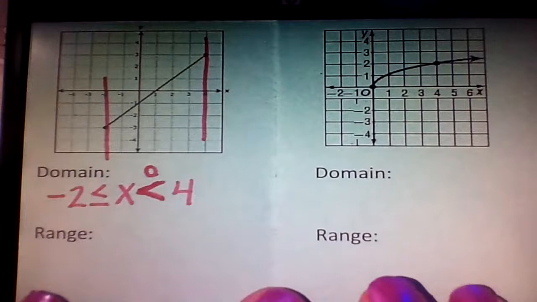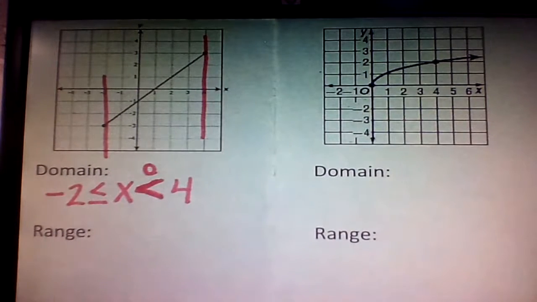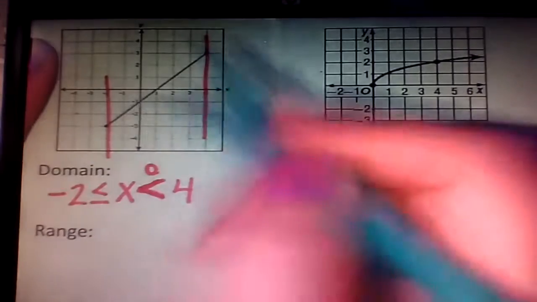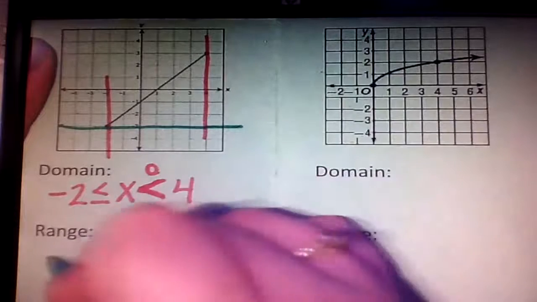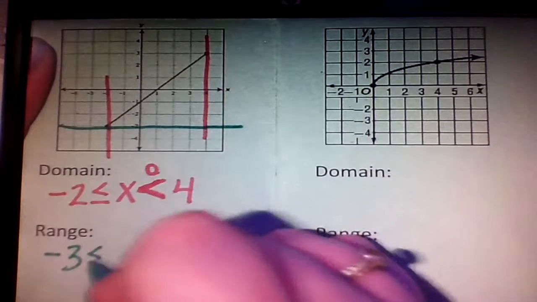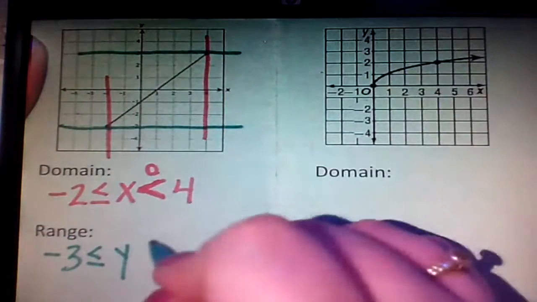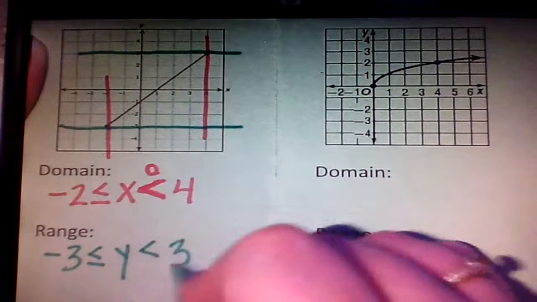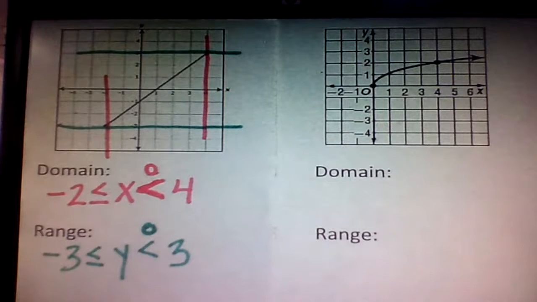Does that stand for the positive 3 on the Y too? Or no? Oh, I'm sorry. Yes. When you do your Y values as well, it's a closed circle at -3. So it's less than or equal to. And it's an open circle at +3. So it's only less than. Again, because of that open circle, that's what causes that less than.